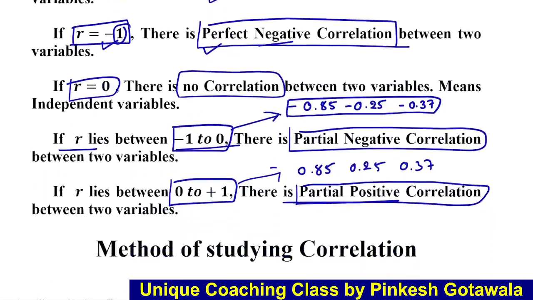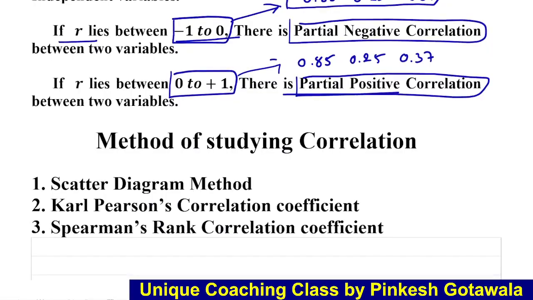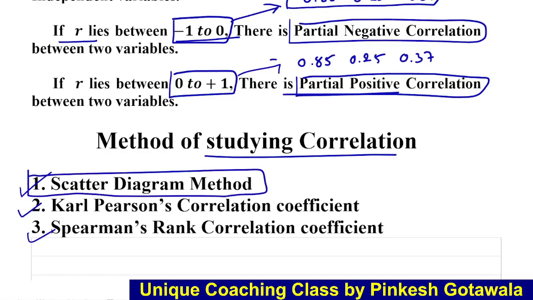So there are three methods to study correlation. First, scatter diagram method. Second, Karl Pearson correlation coefficient, and third, Spearman's rank correlation coefficient. Now the first method, scatter diagram method. So here we have to draw a graph. Okay, अपने graph draw करो ऊपर से, आलेख draw करो ऊपर से, but we have to draw a diagram.